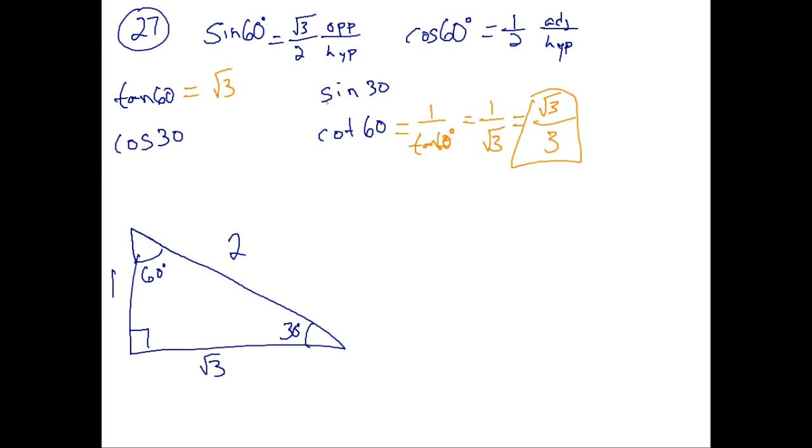Now, what about sine of 30 and cosine of 30? Well, now we've got to refer to our triangle here and say that sine of 30 is going to be the opposite, which is 1 over 2, because 1 is opposite to 30, so this is 1/2. And cosine of 30 is equal to radical 3 over 2, because when we're looking at the 30-degree angle, radical 3 is the adjacent over the hypotenuse.